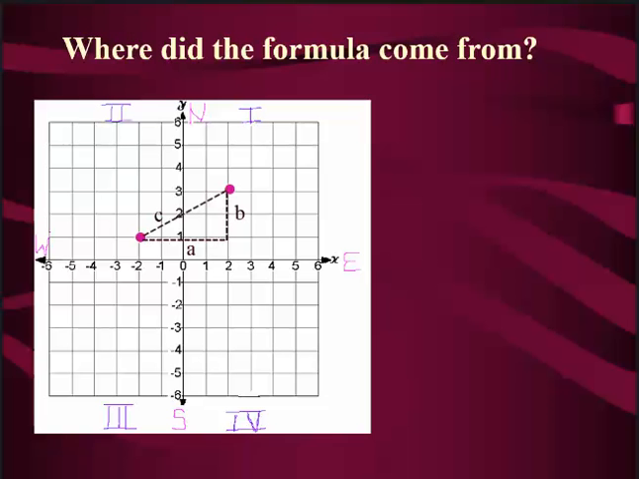Now, where did the formula come from? How did we get that big old long formula? Square root of x2 minus x1 squared, and so on. Well, it comes from the Pythagorean theorem. A squared plus b squared equals c squared.